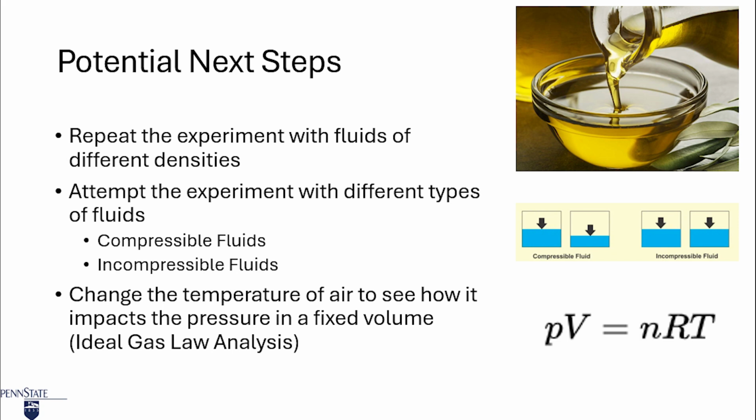Finally, we could completely change the experiment using the same sensor. We could change the temperature of air to see how it impacts the pressure in a fixed volume. This sort of experiment is associated with the ideal gas law, and because our sensor is able to measure both pressure and temperature, it would be applicable during this experiment.